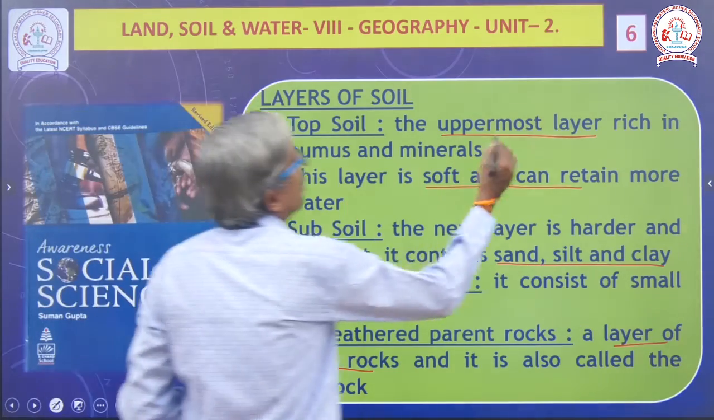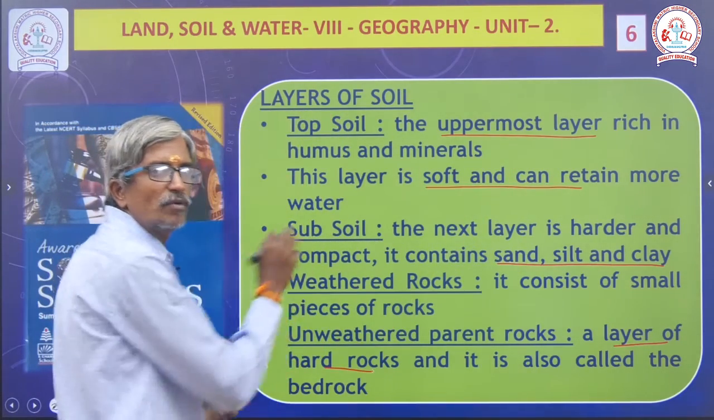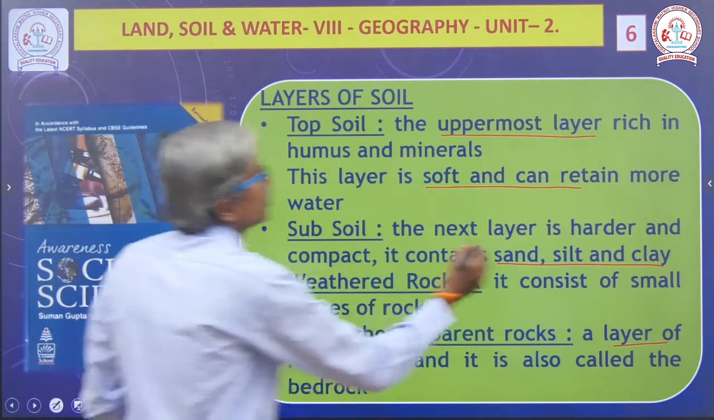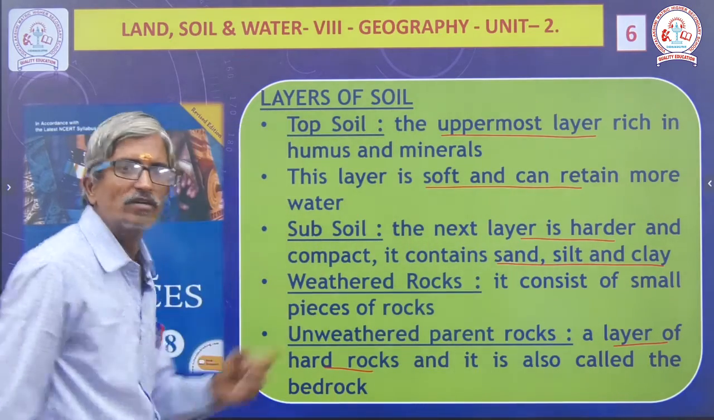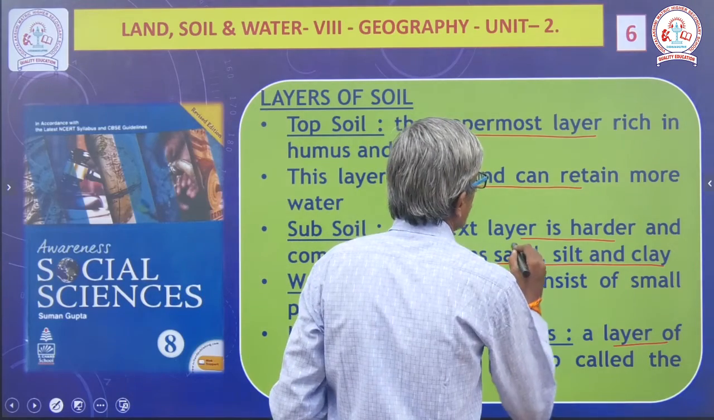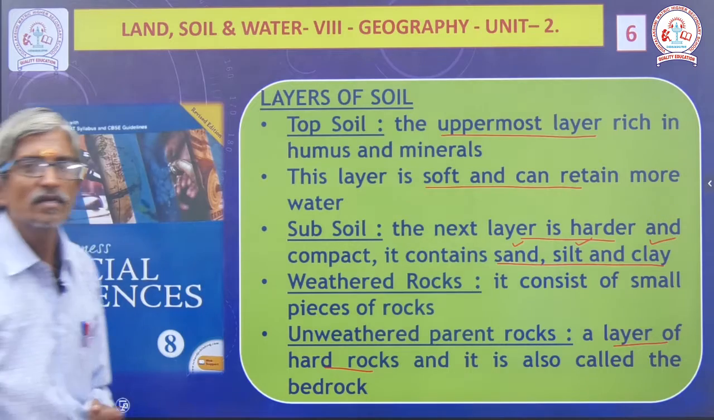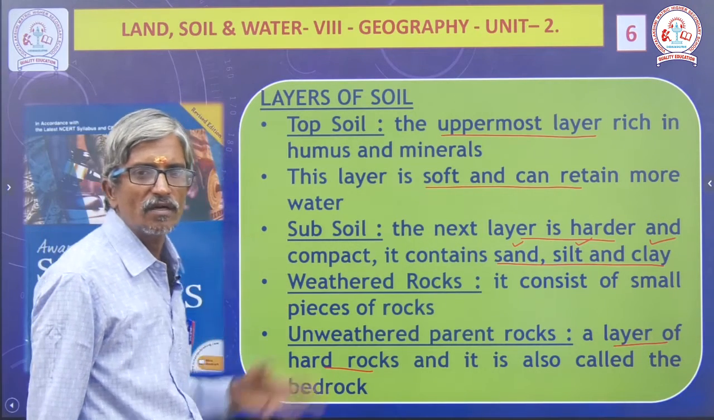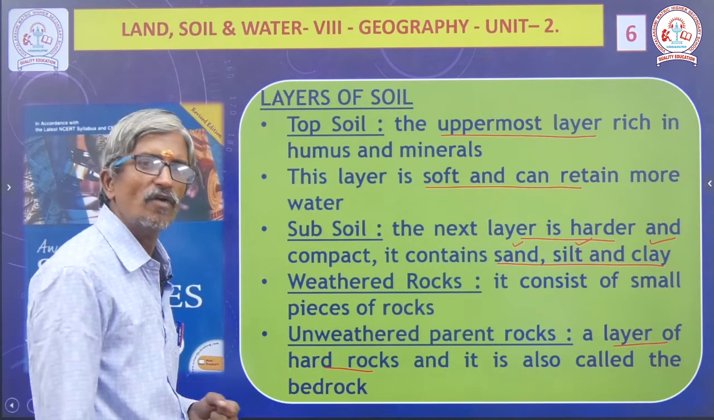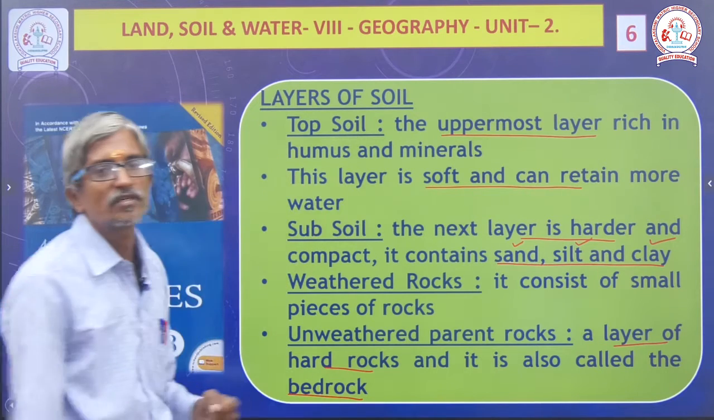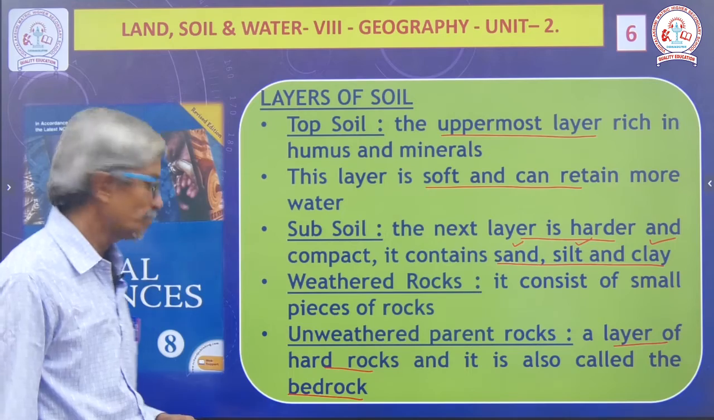Okay, number 1, the uppermost layer is rich in humus. Number 2 is soft but also a little harder because of the content like sand, silt and clay. And the third layer is weathered rock. It consists of small pieces of rock. And unweathered parent rock consists of hard rocks. It is also called the bedrock. So that is a speciality of unweathered parent rock.